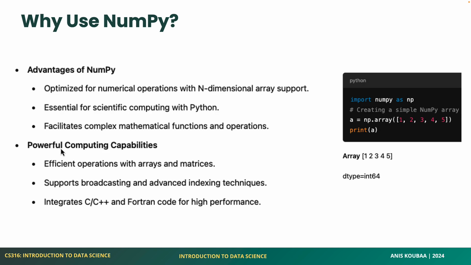So why do we use NumPy? It's optimized for numerical operations with n-dimensional array support. You remember when I introduced lists, I made an example of the difference between a list and a NumPy array, and you can observe the huge difference in terms of computing. Now, when you deal with a huge amount of data and very large models, you need to optimize the computing as much as possible. Otherwise, you will not be able to train large models, and you cannot make very good predictions. You cannot also take benefit of your data. And this is why NumPy was built for this particular purpose. It's essential for scientific computing with Python. It facilitates complex mathematical functions and operations.